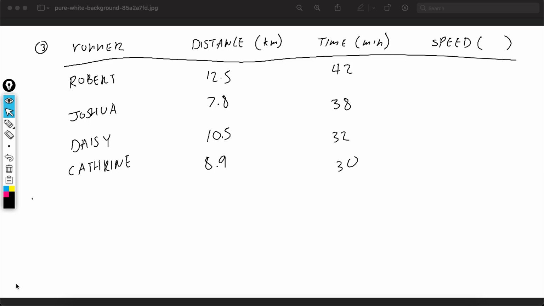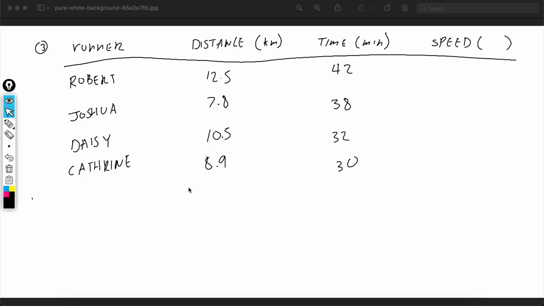So we got a problem. We got 4 runners: Robert, Joshua, Daisy, Catherine. We got the distances in kilometers. It's important to note this. And we got our times and how far they ran these distances. So Robert, for example, ran 12.5 kilometers in about 42 minutes. And now we have to find the speed for all 4 of these runners.